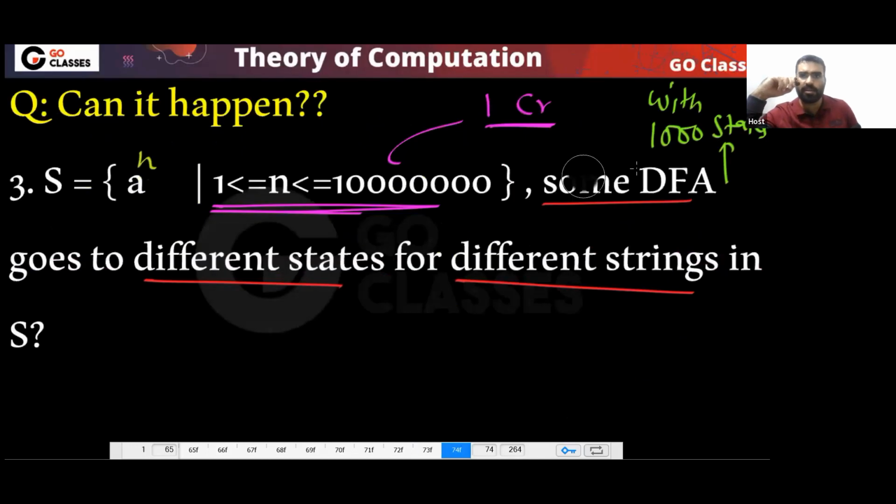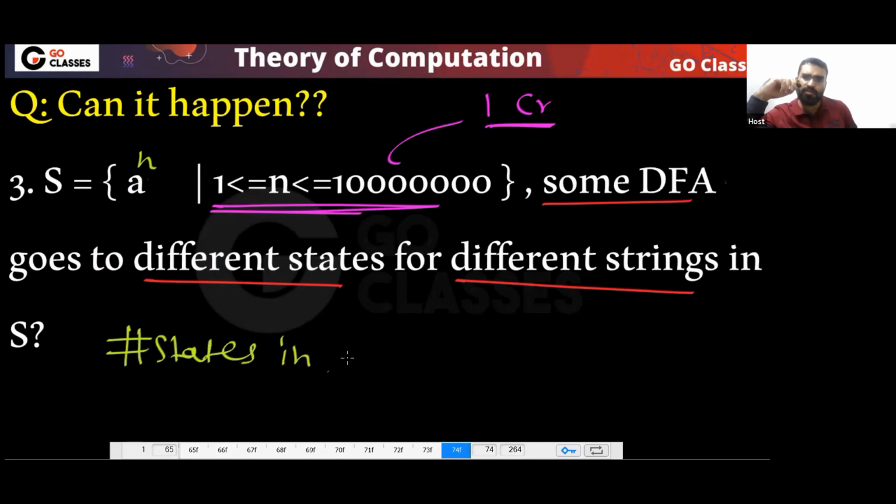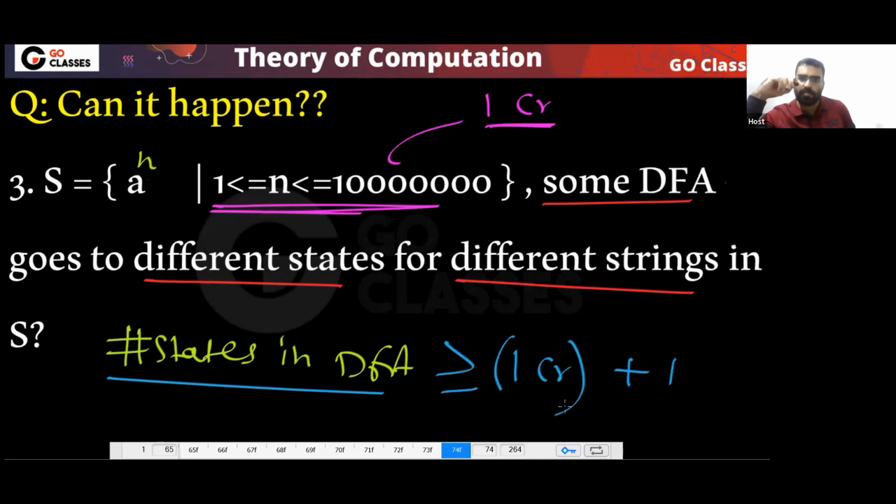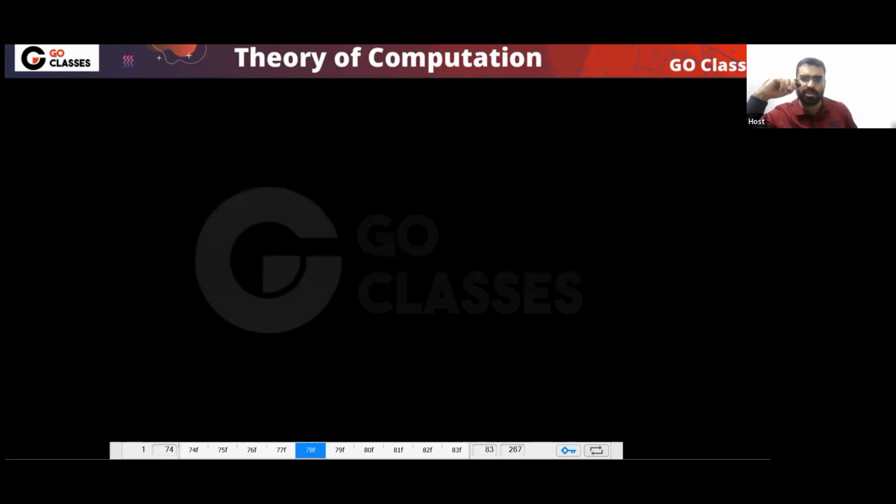Now you tell me one more thing. To guarantee this, how many states do you need? What can you say about the number of states in the DFA? To ensure this, the number of states in the DFA must be greater than or equal to 1 crore plus 1. Is this correct? Actually, is 1 crore enough? Yes, of course, 1 crore is enough.